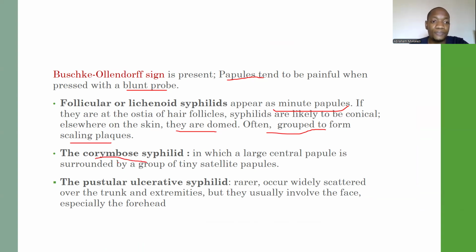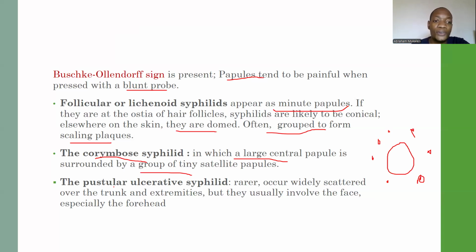Then you have the corymbose syphilis. In this one, you'll get lesions that have a very large central papule surrounded by a group of very tiny satellite lesions. So in this type of syphilis, you'll have a large papule like that, then other tiny ones, as if showing cyclitosis. You know, cyclitosis is what you usually see in Candida. So it can give you a similar picture. That's why syphilis can look like anything.